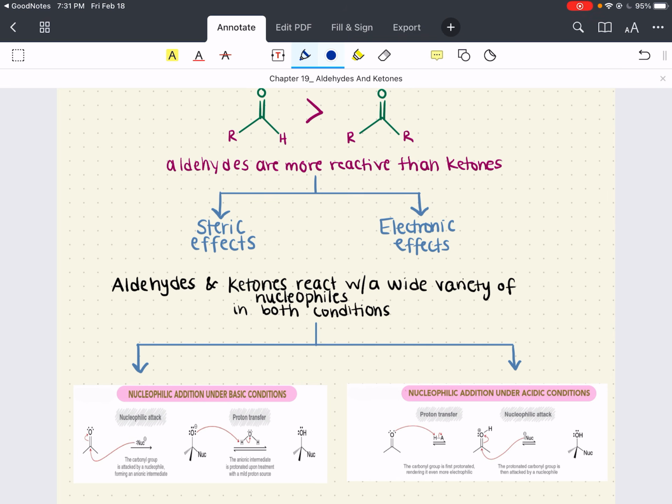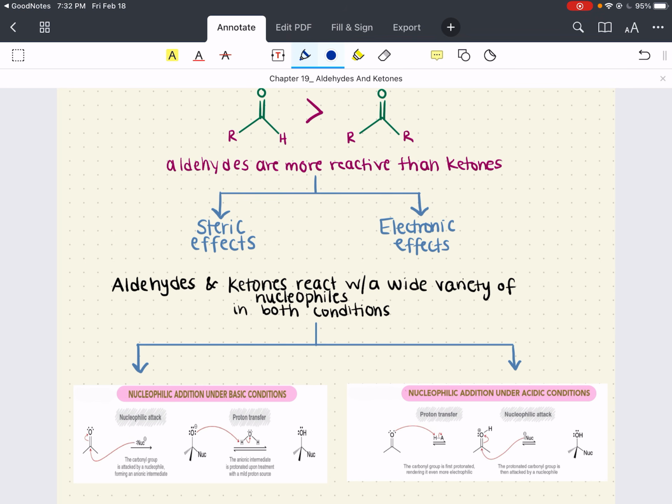Now, ketones and aldehydes both can react with a wide variety of nucleophiles. Some will require basic conditions and others are going to require acidic conditions. A good portion of this chapter is going to be us focusing on and studying how nucleophiles from oxygen to sulfur to nitrogen, hydrogen, and carbon are going to react with ketones and aldehydes.